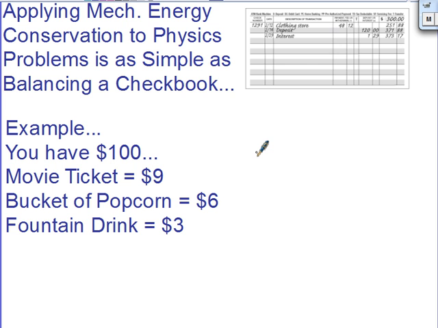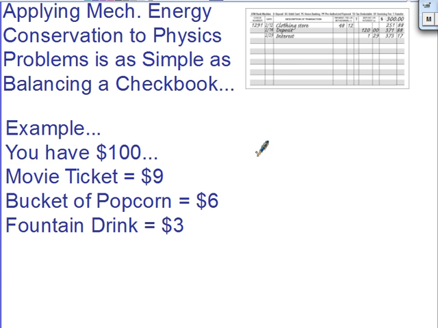Well, not here actually. I'm at a training session today, so I thought I'd put together a video to show you how to apply mechanical energy conservation to physics problems. It really is as simple as balancing a checkbook, which I don't know if you guys do any balancing of checkbooks, but it really is not too bad.